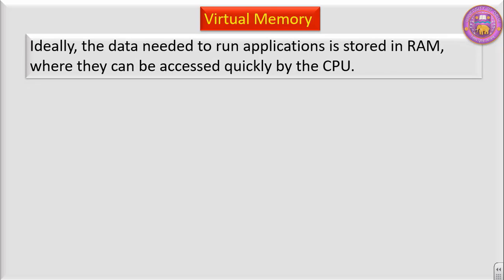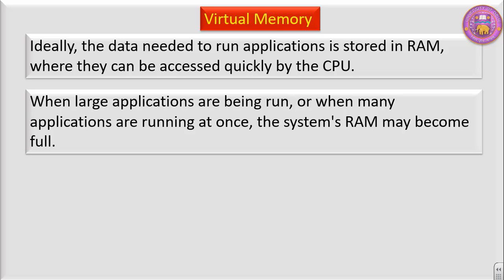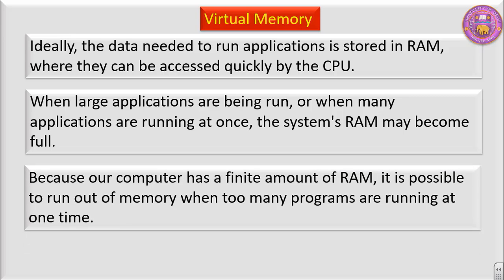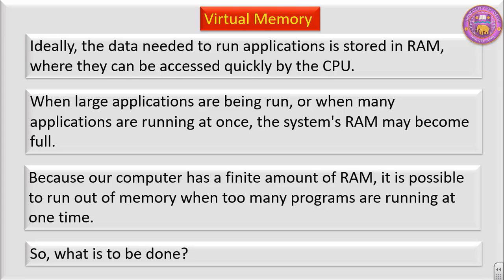Ideally, the data needed to run application is stored in RAM where they can be accessed quickly by the CPU. When large applications are being run or when many applications are running at once, the system's RAM may become full. Because our computer has a finite amount of RAM, it is possible to run out of memory when too many programs are running at one time. So what is to be done?